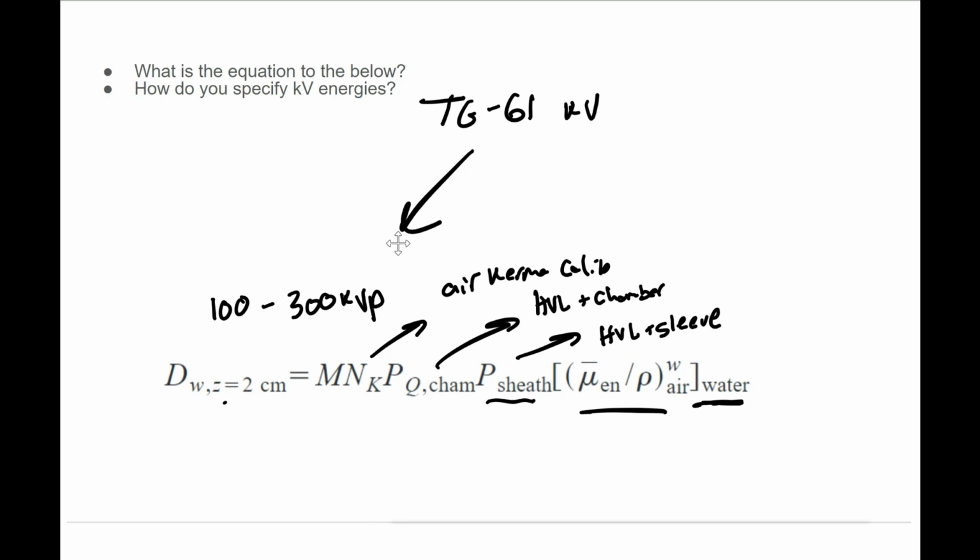If you have any questions, please comment below. Again, it's very important you know the difference between these two equations. But I think you got it. Study TG61. And if, like I said, you have any questions, comment below.